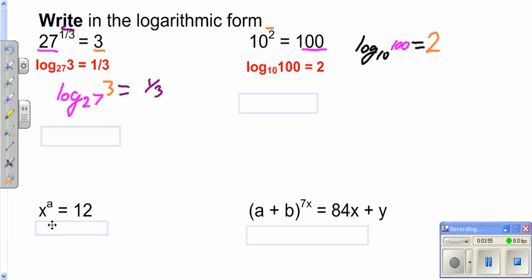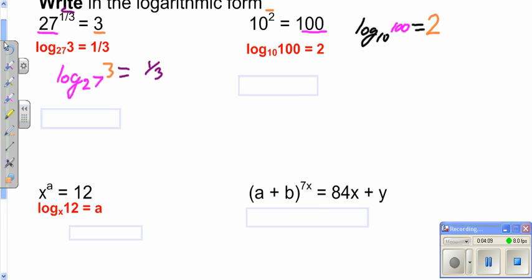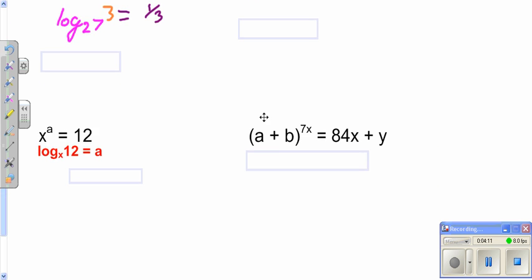Using the same approach down here, go log of your base, put the exponent on the other side, and then what was on the other side goes after your base. Same approach here, we'll go log of your base, your exponent goes on the other side, and what was over there goes after your base.